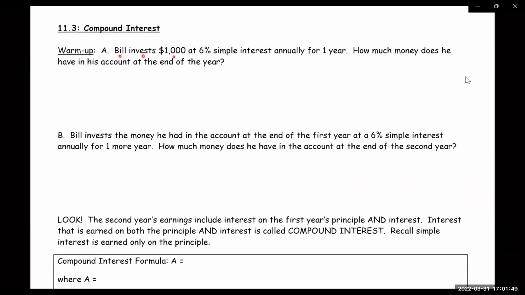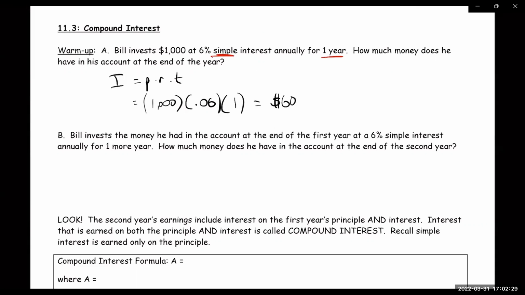It says Bill invests $1,000 at 6% simple interest. So see the word simple. So that means I = PRT, annually for 1 year. How much money does he have in his account at the end of the year? Because of the word simple, that means I = PRT. So we have the principal amount times the interest rate, 0.06, times the time, which is 1 year. If you multiply that out, you're going to get $60. So that'll be $60 interest.